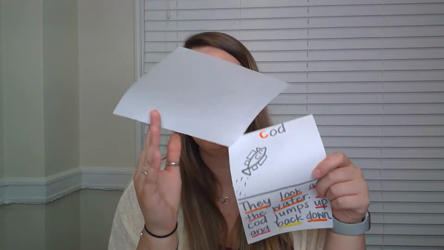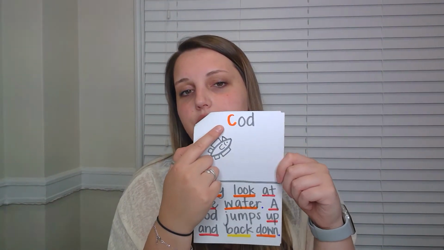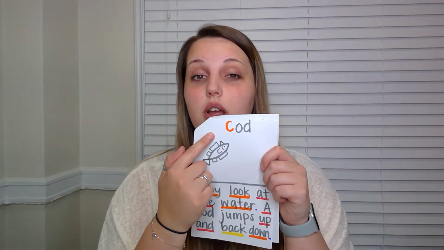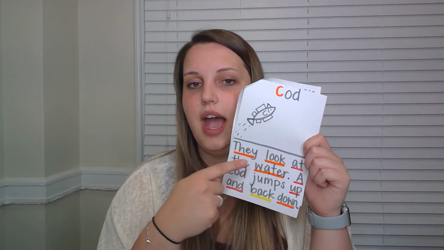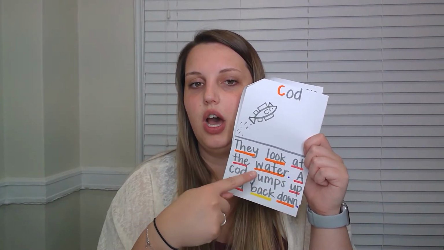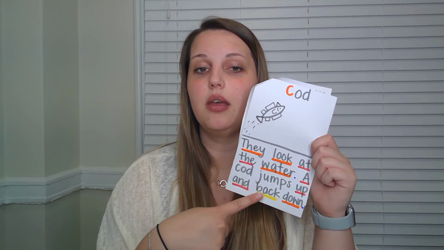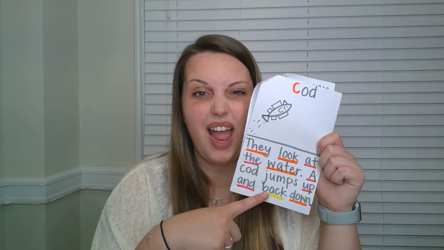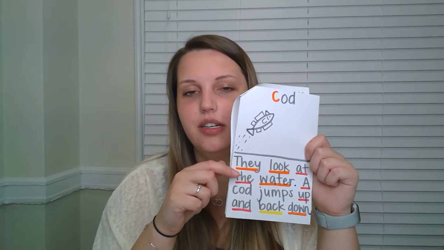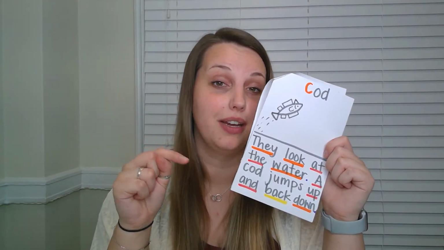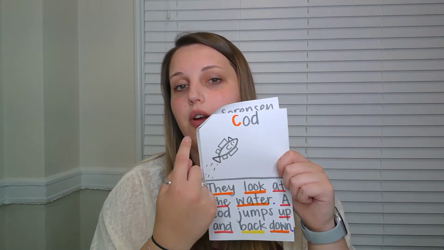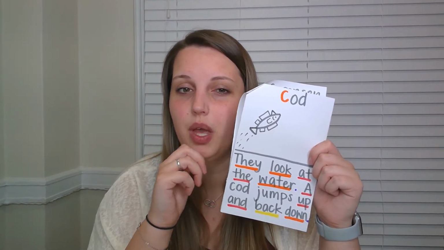Okay, so looking at the cover, let's say our word family together. It's the odd word family. Turning to the first page, our word yesterday was the word cod, right? Our sentences: they look at the water, a cod jumps up and back down. Seeing our ack family word there, back. And then you drew a picture of a codfish jumping up, or maybe going back down. You decided what the background or the setting would look like in your picture.